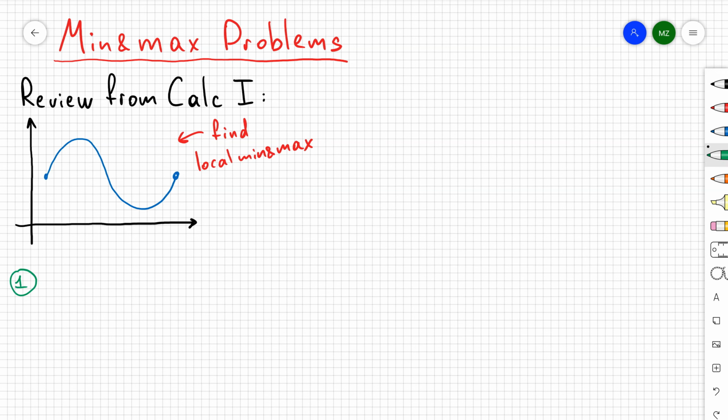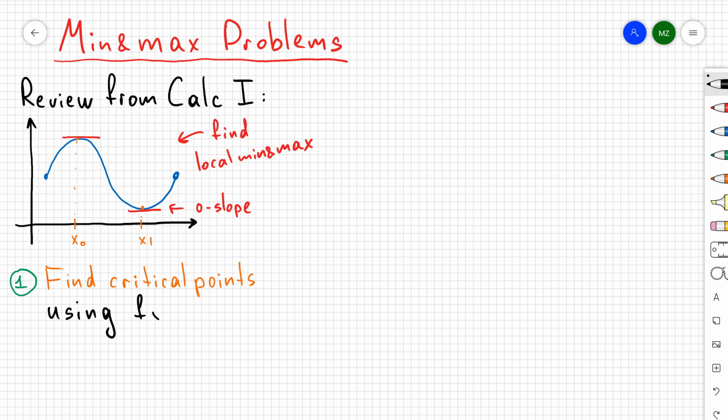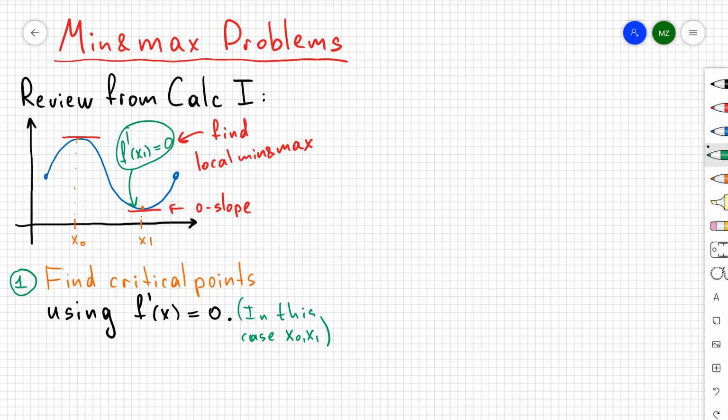Then for that function, I want to find my local min and local max. First, we can observe that for this particular function, we're going to have one local max and one local min. And you can observe that at points x0 and x1, the slope of our function is equal to 0. So in other words, to find the possible candidates for a local min or max, we need to find for which values of x the slope of our function is equal to 0. In this particular case, we have just two points, x0 and x1.